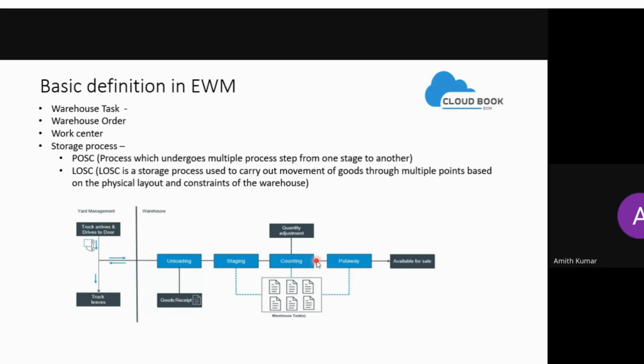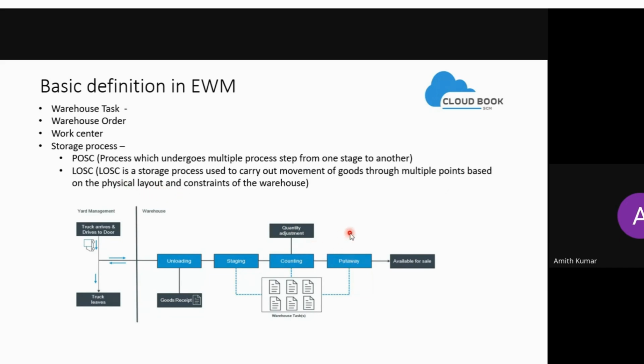So those kinds of processes of moving the goods from one place to another using some intermediate points can be mapped in EWM very easily using a concept called layout oriented storage control, right? So again, if I read this, it's a storage process used to carry out movement of the goods through multiple points, as I said. In this example also, I showed you that it's a multiple point. Before we move the goods to the first floor, they need to be placed near the lift, and then from the lift they will be moved to the first floor. So it's a movement of goods through multiple points, based on your physical layout.